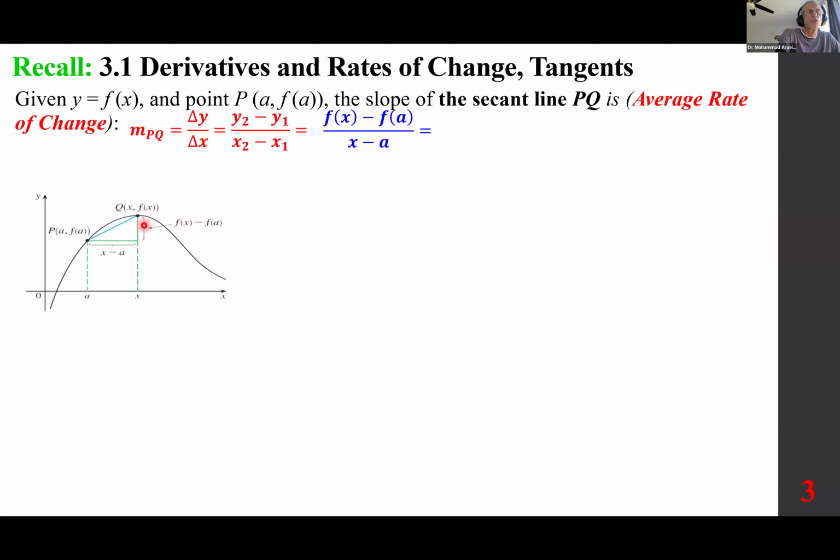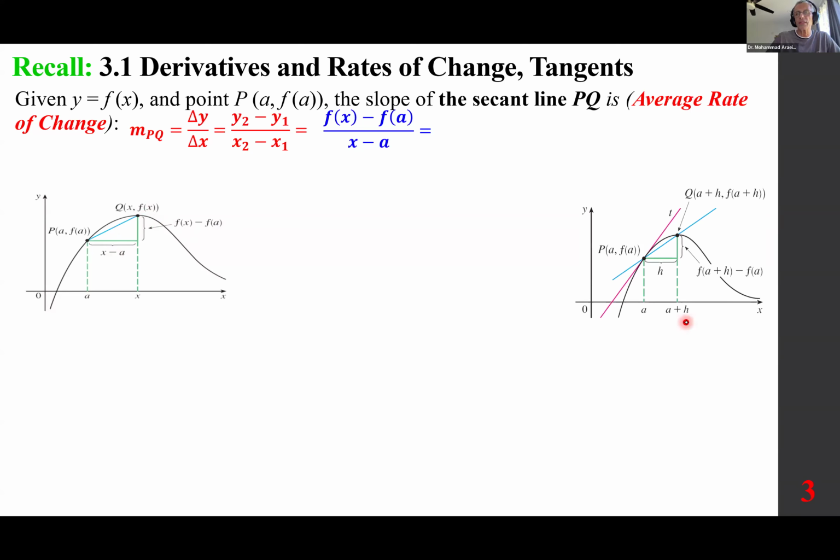Or if you go with this format, f of x minus f of a is the rise, x minus a is the run. If you go with this format, f of a plus h minus f of a is the rise and h is the run. And if you have this pair with coordinates b comma f of b, then you have f of b minus f of a over b minus a. All of them are referring to the same thing.